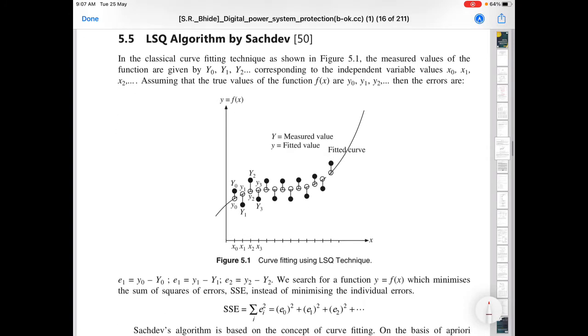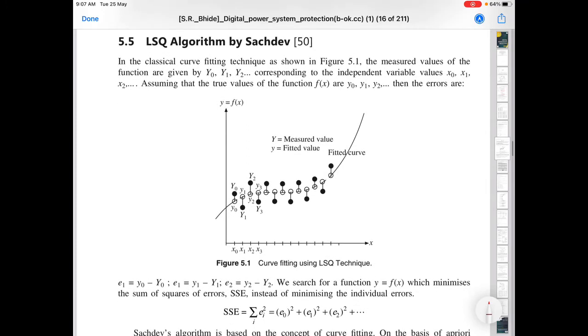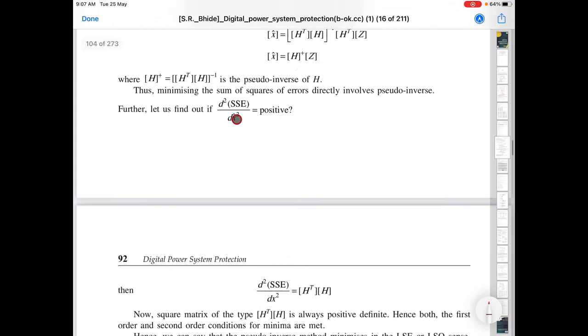This is also a simple topic. Maybe you may feel it is a bit lengthy, but it is simple. Since this is an algorithm, you will have to revise it two to three times. You will have to remember the steps, but we will try to understand the concept here. So least square algorithm, what is least square? First we will try to understand.